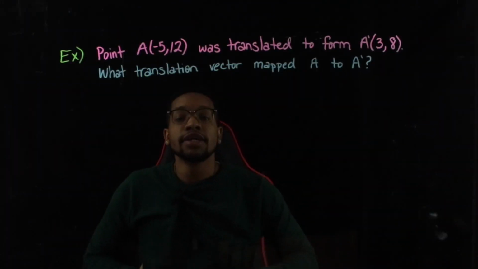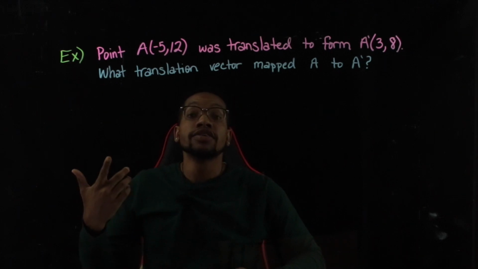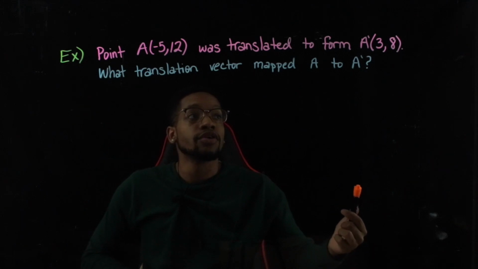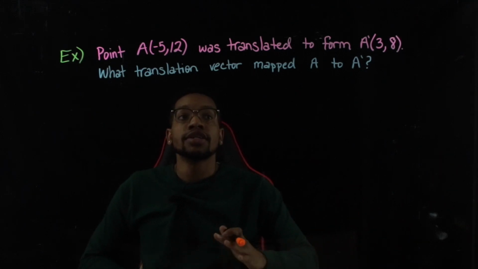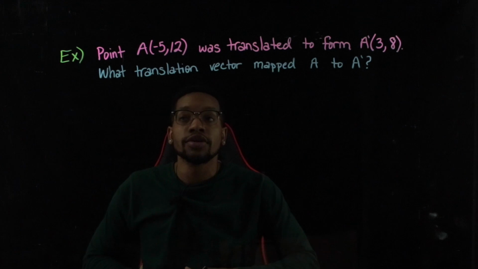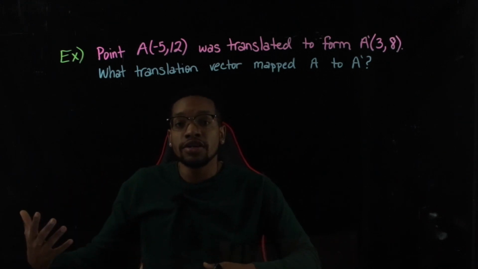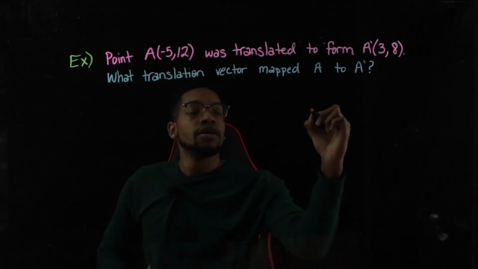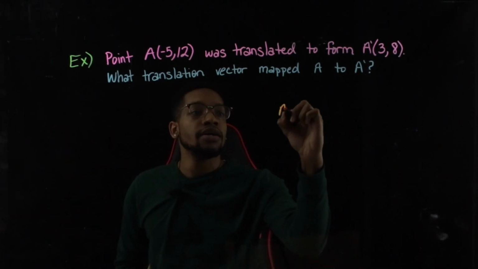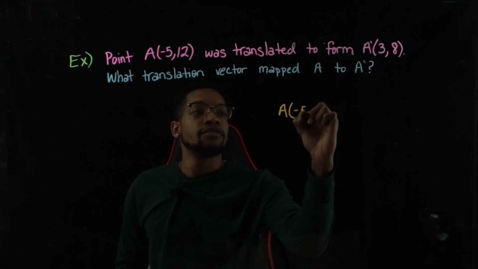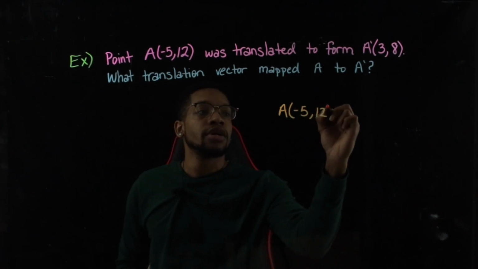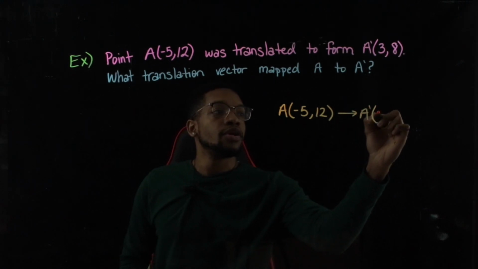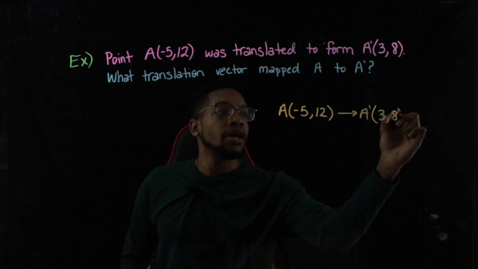All right, so for this last example, it says point A, and it gives us the coordinates of point A, was translated to form A prime, and it gives us the coordinates for A prime. What translation vector mapped A to A prime? So this one's a little bit different because we know where we started and we know where we finished, but now we just got to basically figure out how we got there. So just like last time, I know that point A has coordinates -5, 12, and I know it somehow got to A prime, which was 3, 8.